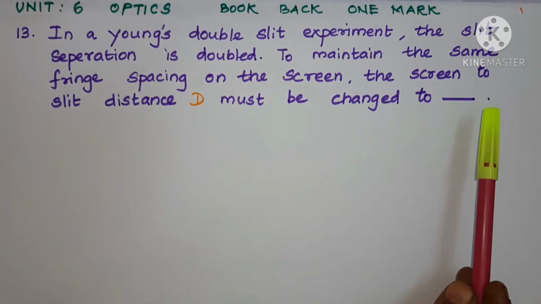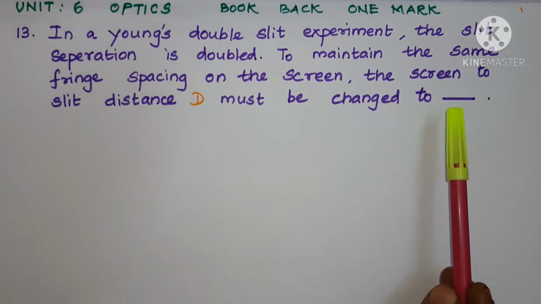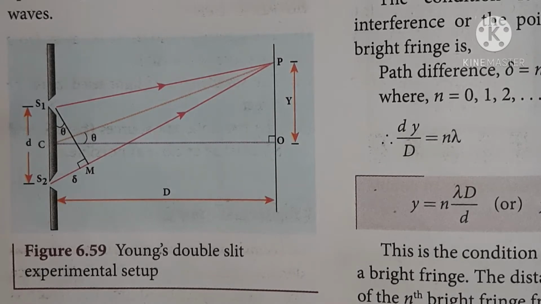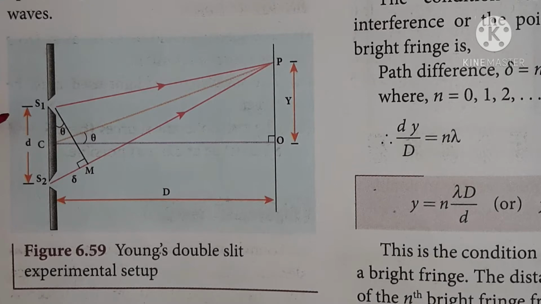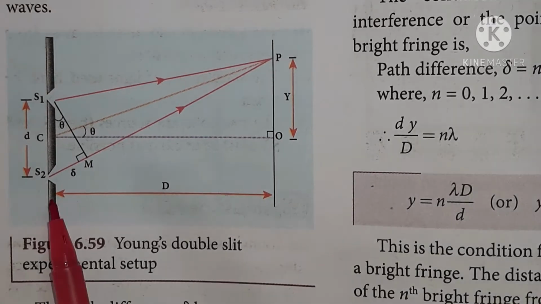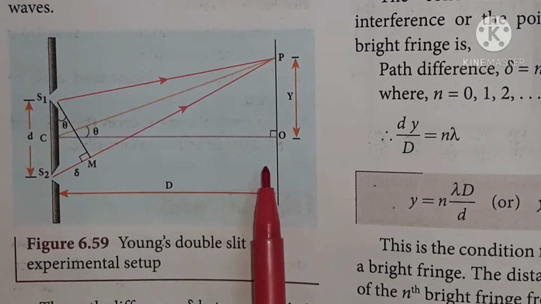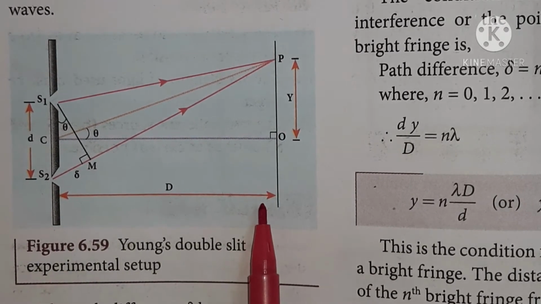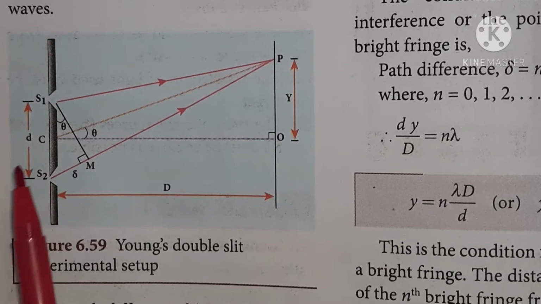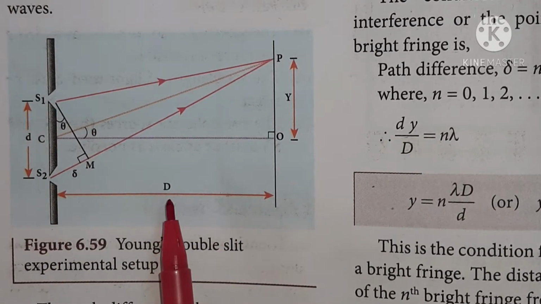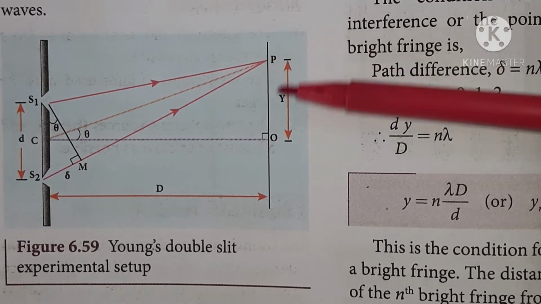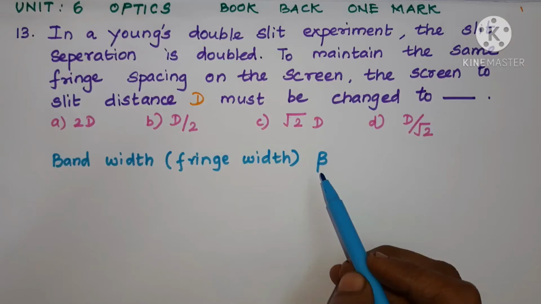The question is asked. The solution is, from the diagram we have D and small d, the distance between the double slits S1 and S2. A screen is placed parallel to the double slit at a distance D. That is, the distance between the slit and the screen is D. P is any point at a distance Y from O.